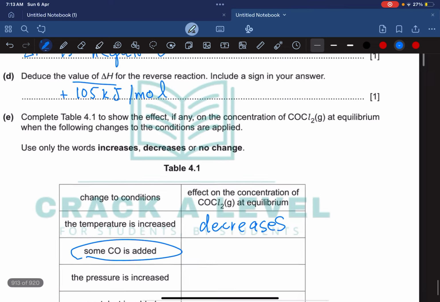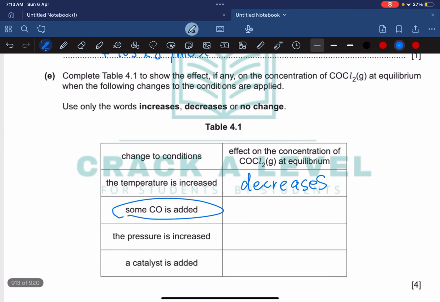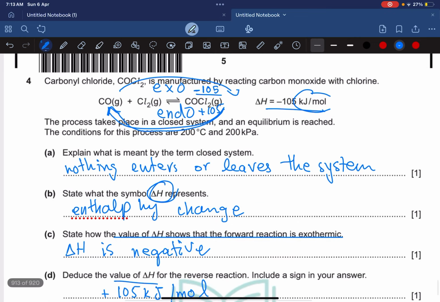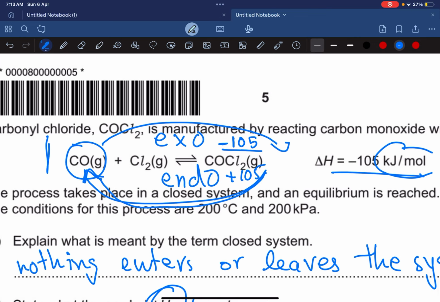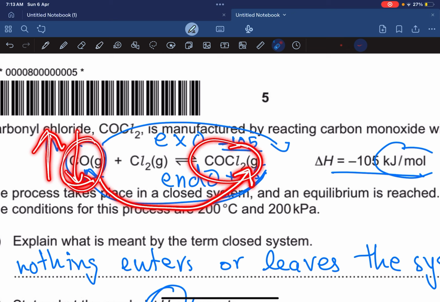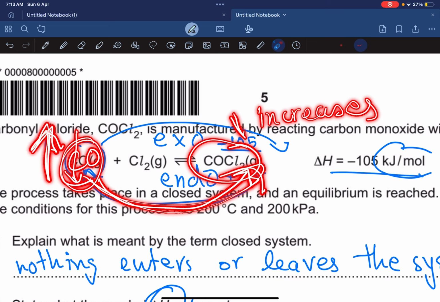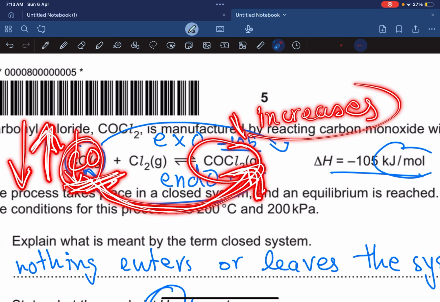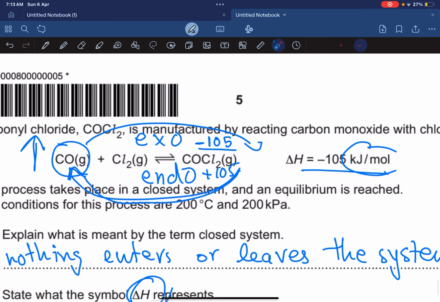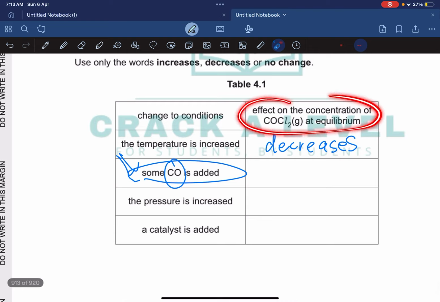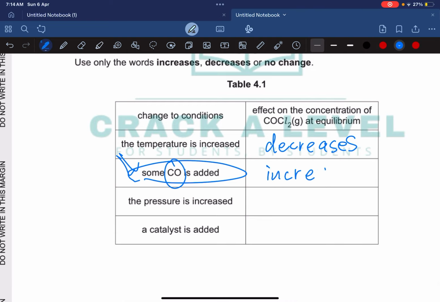Some CO is added. Whatever you try to do, equilibrium tries to reverse it. Now what you have done, you have increased CO. And when you have increased CO, equilibrium tries to decrease it. So in order to decrease this, equilibrium forms more of the carbonyl chloride, it moves forward. So your carbonyl chloride increases. Why does it increase? Because you added CO. Because you increased it, equilibrium will decrease it, and in order to decrease it, it will move forward. So basically your amount of carbonyl chloride will increase, and we are concerned with the concentration of carbonyl chloride, so it increases.